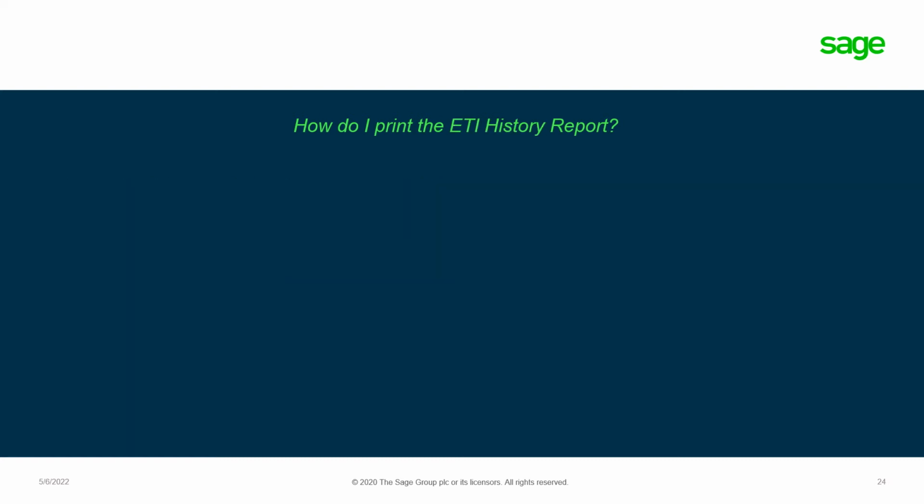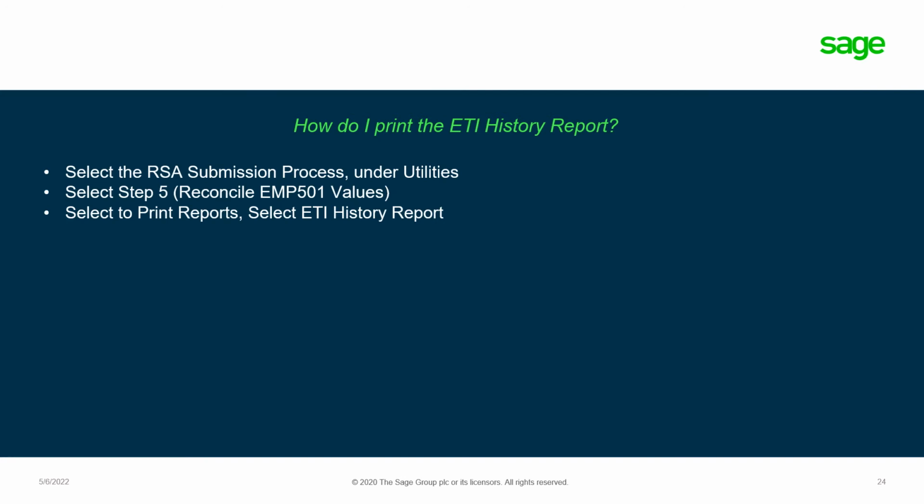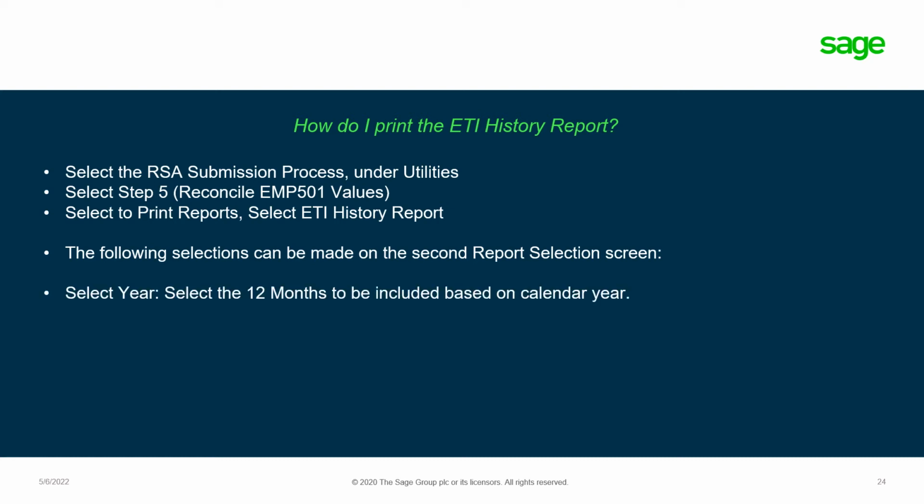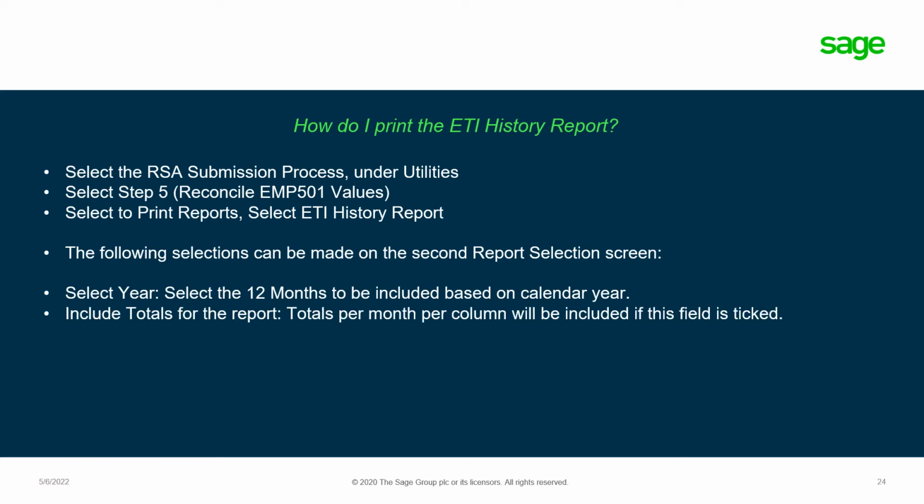How do I print the ETI History Report? Select the RSA submission process under Utilities. Select Step 5, Reconcile EMP501 values. Select to print reports. Select ETI History Report. The following selections can be made on the second report selection screen. Select the year. Select the 12 months to be included based on the calendar year. Include totals for the report: totals per month per column will be included if this field is ticked. Include terminations: all terminated employees will be included.